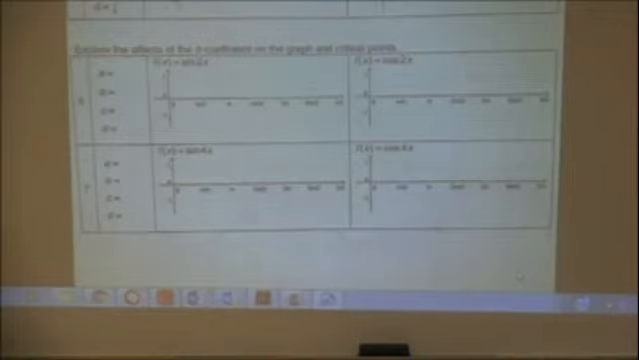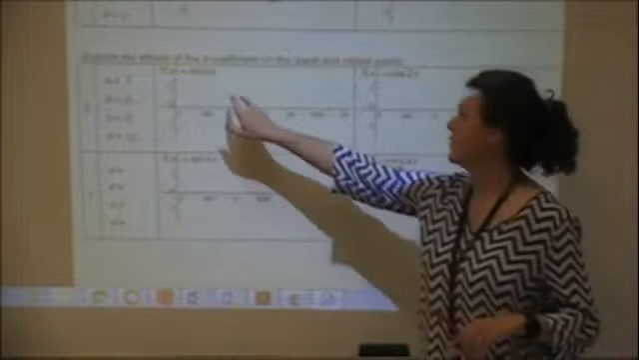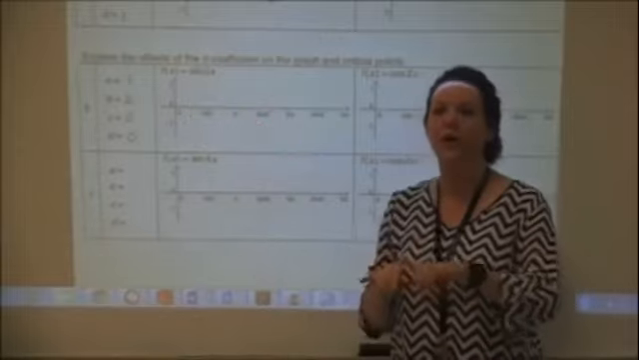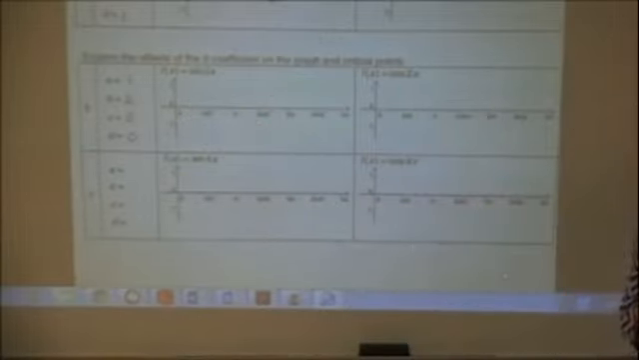Okay, so now what we have is a horizontal transformation only. It's not a vertical transformation. My A value is 1, my B value is 2, there's no C and no D. Okay, now here's where you have to be just a little bit careful. Remember, what is grouped with x is backwards. So it looks like multiply by 2, but you actually divide by 2.